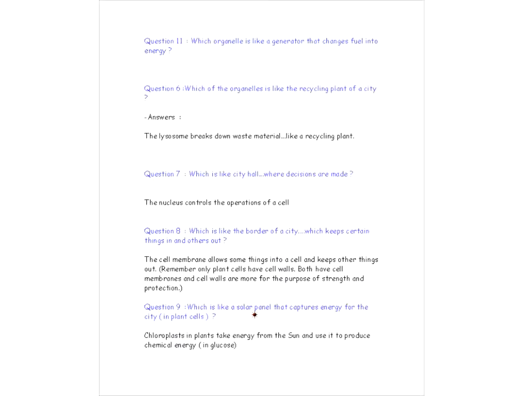All right, now what part of a cell is like the solar panel that captures energy for the city? Well, okay, this question is going to relate only to plant cells because chloroplasts in plants take energy from the sun and use it to produce chemical energy in the form of glucose. Remember, glucose is sugar.